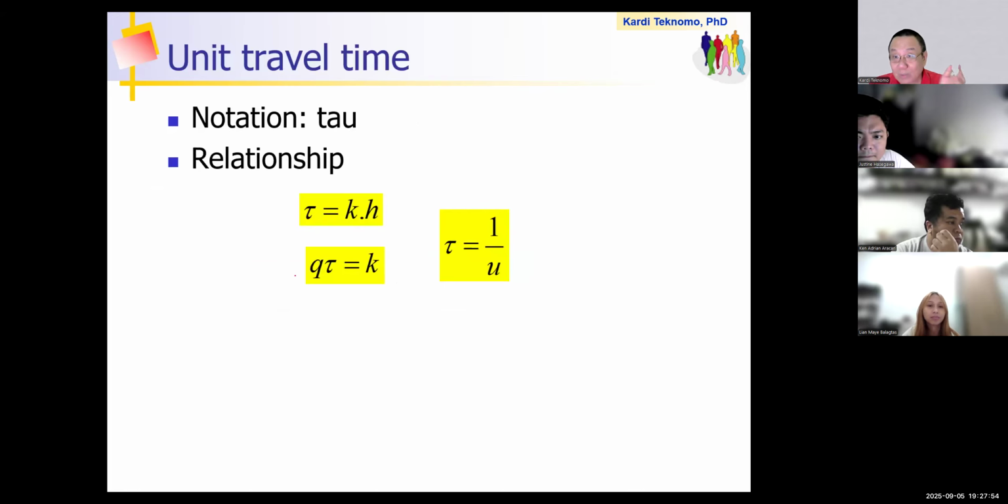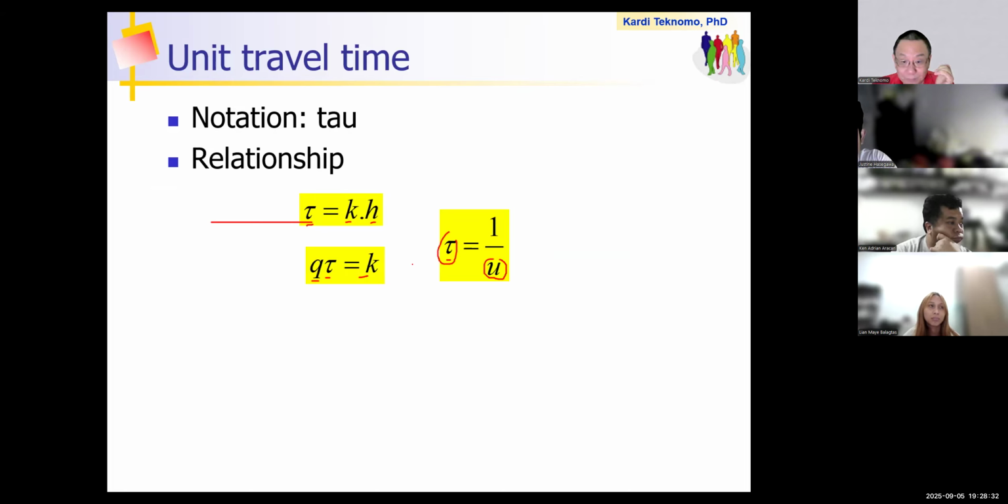So you can also get the unit travel time, tau here. This formula is the relationship between the unit travel time, density and headway. The same thing, this one is the flow, unit travel time, and density. Unit travel time is just 1 over u. Tau here is the unit travel time, representing the travel time per vehicle or per pedestrian. This is micro level. This is macro level.